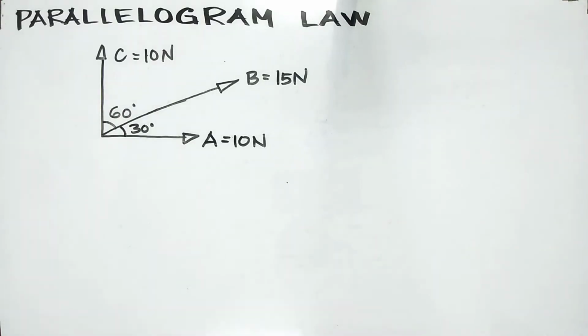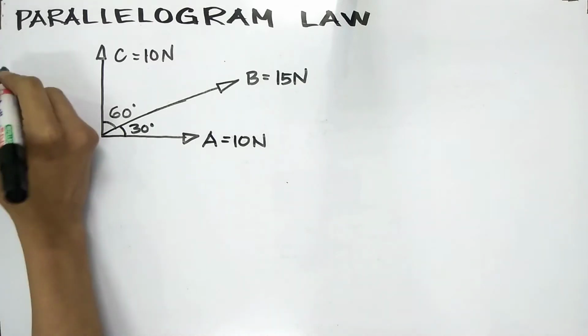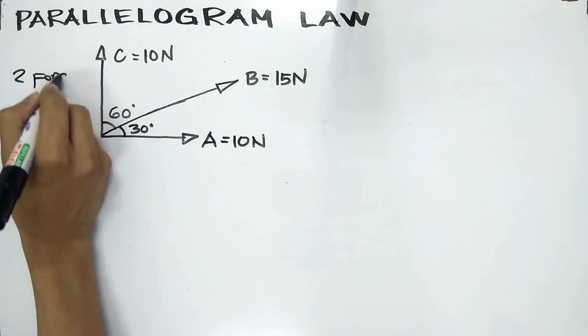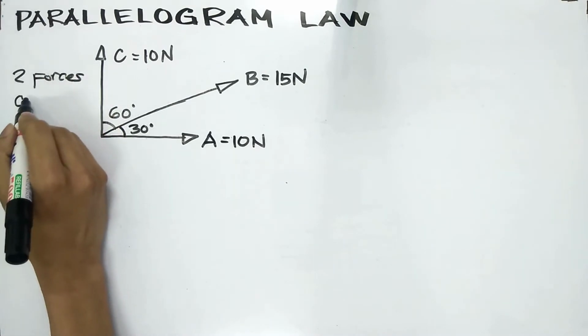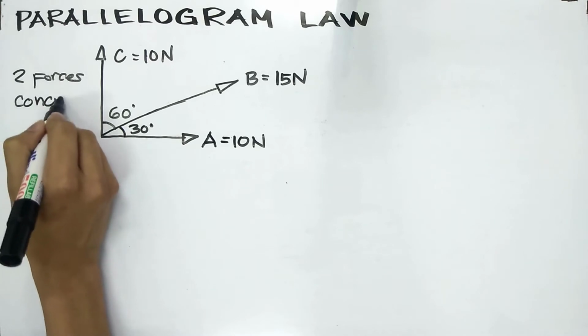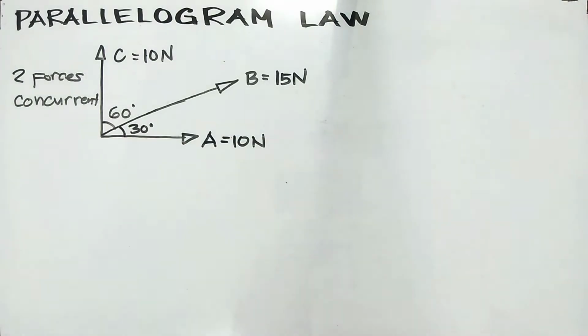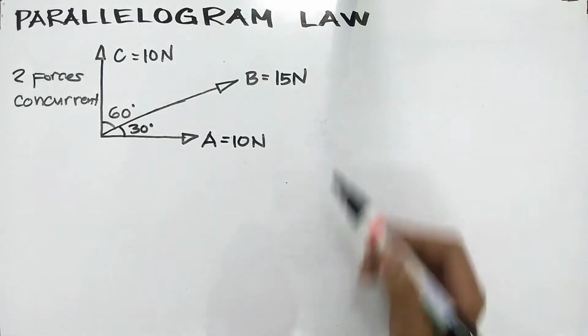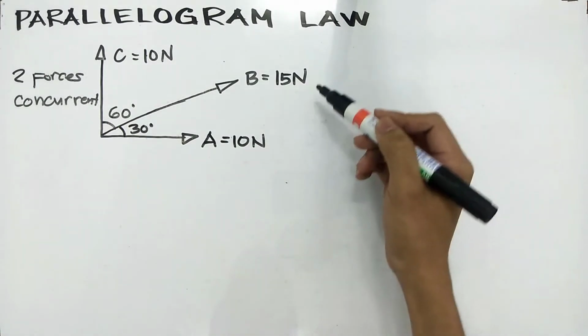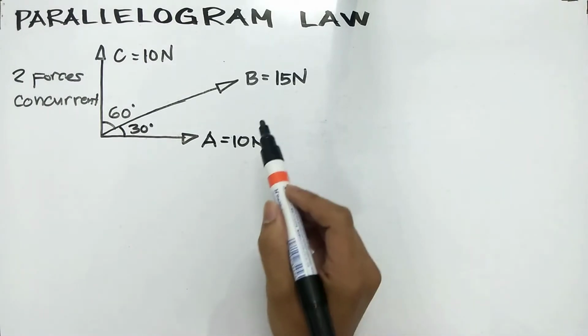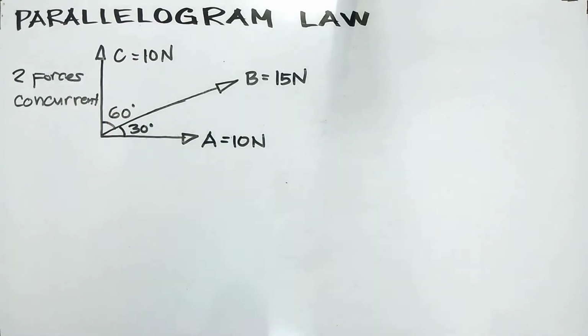Let us demonstrate how to use the parallelogram law to solve for the resultant of this force system. Remember that the parallelogram law can only be used for two forces that are concurrent. But for this example, you can see that we have three forces, although they are concurrent, meaning they are meeting at a common point. So what we are going to do is isolate two forces first and solve for its resultant before we use that resultant to solve for the resultant of the total force system.